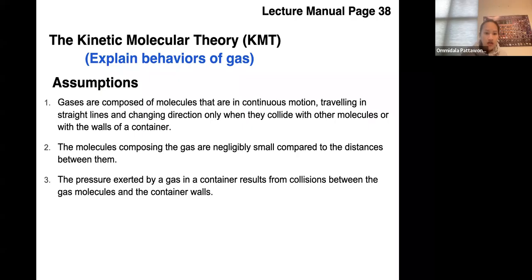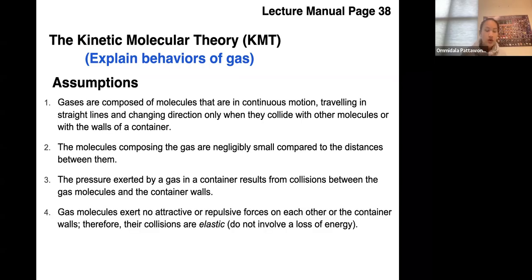The third assumption is that the pressure exerted by a gas in a container results from collisions between the gas molecules and the container wall. We already mentioned this in chapter 9.1, right? When we talk about pressure, we already know that pressure is the force exerted on a surface area. So in this case, the same thing: gas would have pressure because it is going to collide with the wall of the container to exert that pressure against the wall.